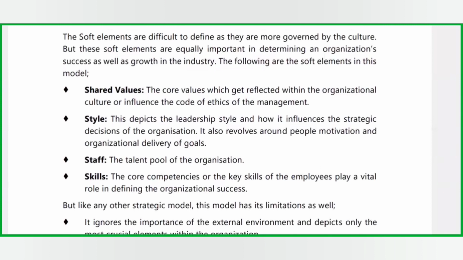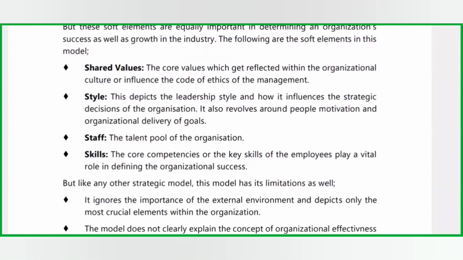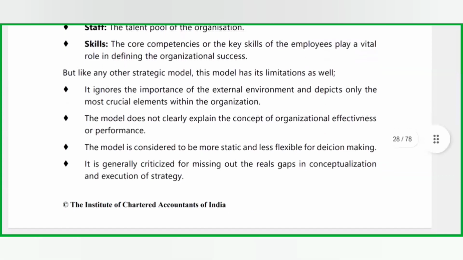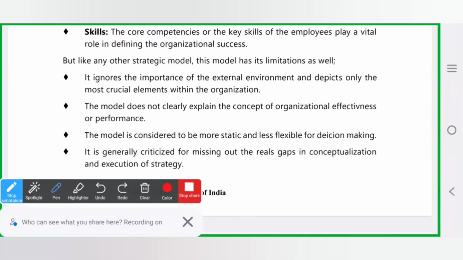Shared values are the core values which are reflected in its culture. Style is the leadership style, how it influences strategic decisions. Staff is the talent pool, the human resource, and skills are the core competencies, key skills of employees. But like any other strategic model, this model has its limitations as well. Those limitations are that it ignores the importance of external environment and depicts only the most crucial elements within the organization. Also, this model does not clearly explain the concept of organizational effectiveness.